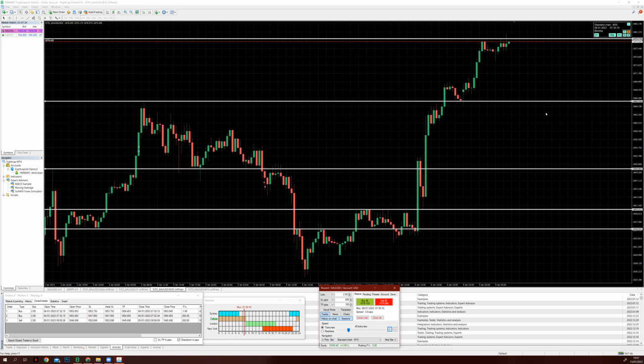Okay, so as you can see, the 30-minute failed to close above. It made a huge wick and rejected and closed below, weak bullish. So there are no buyers at the moment.